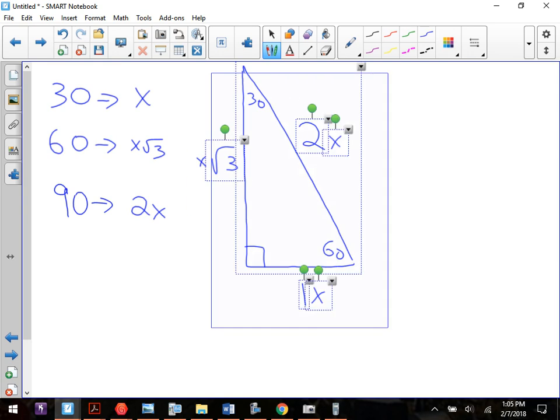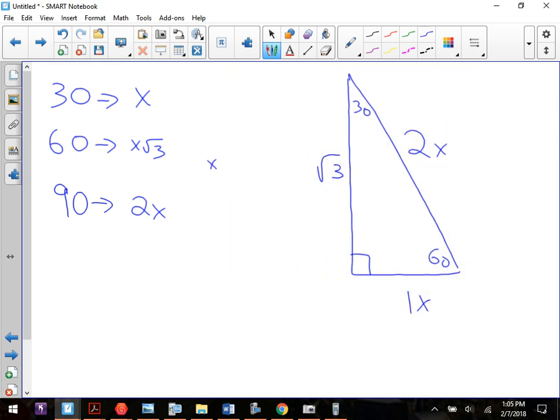Which then will allow us to solve for problems if I know just across from one of them. And it doesn't matter which one I know, because then I can figure out what x is and simplify it through each piece. For example, if I go back to my diagram, and I say across from my 90 is 14.